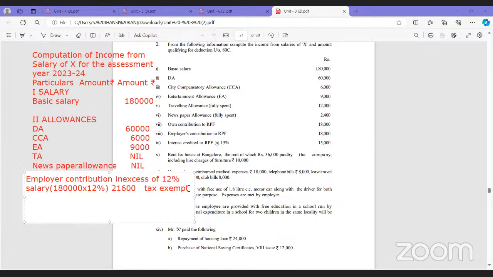Now, interest credited to RPF in excess of 9.5%. That was the contribution. Whenever there is interest, it should not be more than 9.5%. But look here, what is the percent he has given? 15%. That is more than 9.5%. So we have to remove that. For 15,000, if it is 15%, then for 9.5%, how much? Just calculate 15,000 into 9.5 divided by 15.